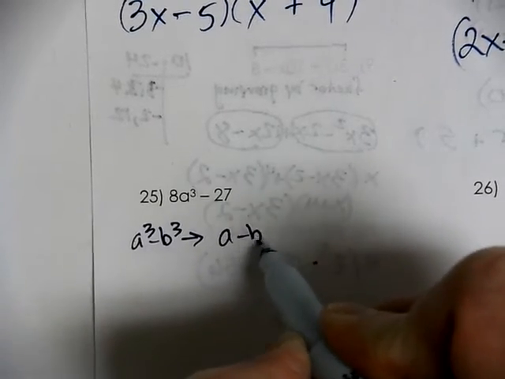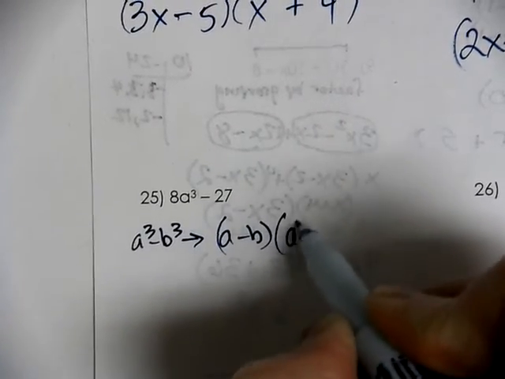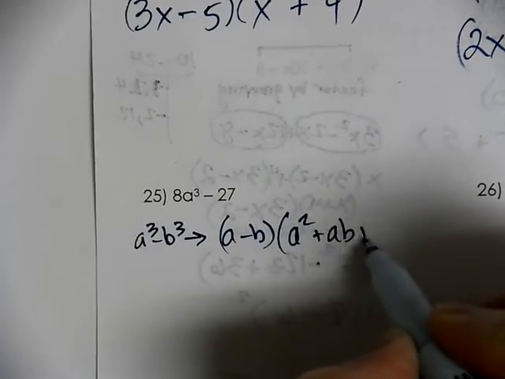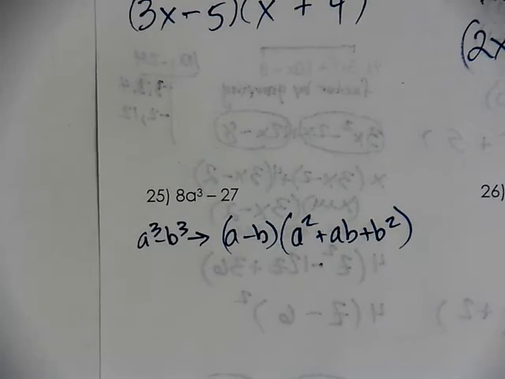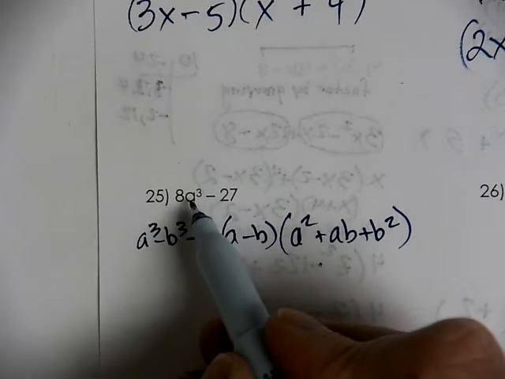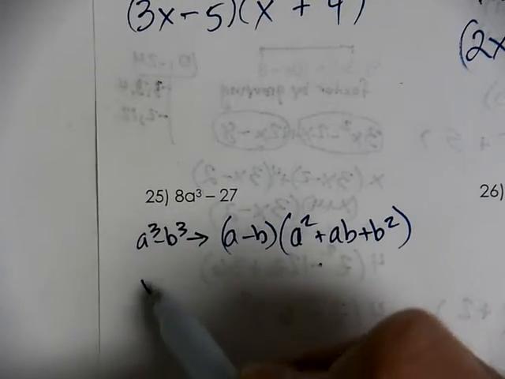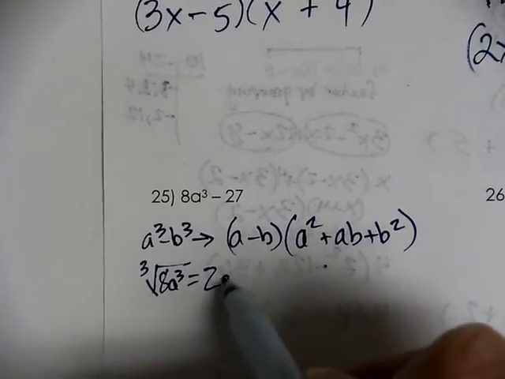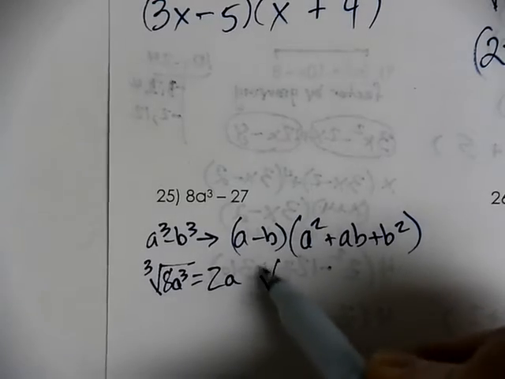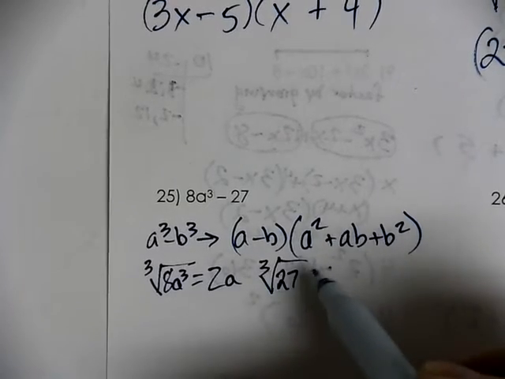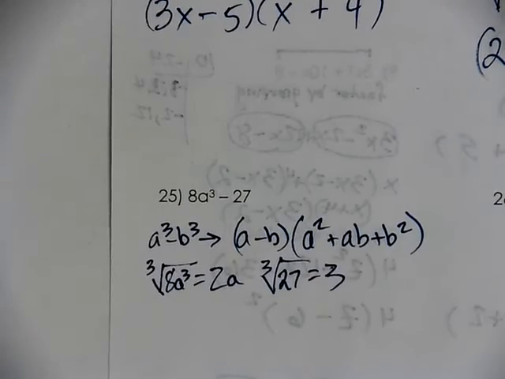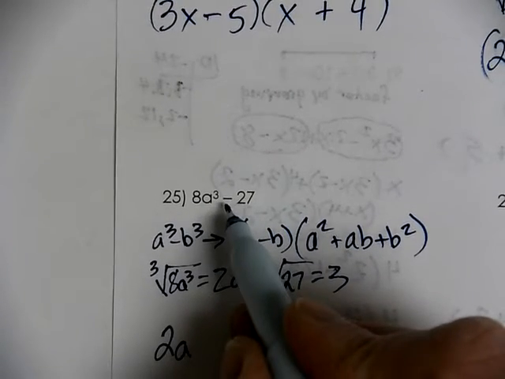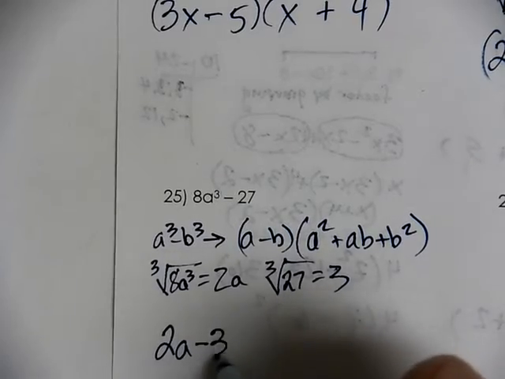We do our cube root of each term. We square the first term. We change the sign. We multiply the two together, and we square the second term. So I know my cube root. When we take the cube root of 8a cubed, we get 2a. And when we take the cube root of 27, we get 3. So we're going to use 2a and use that sign, so a minus 3.